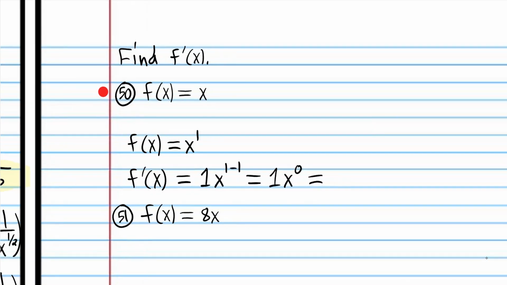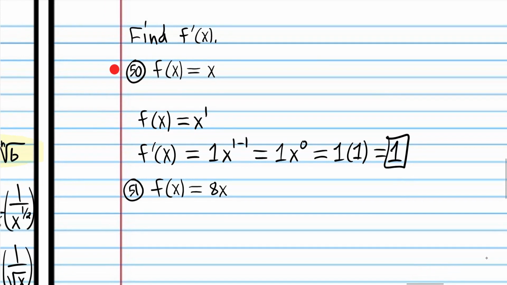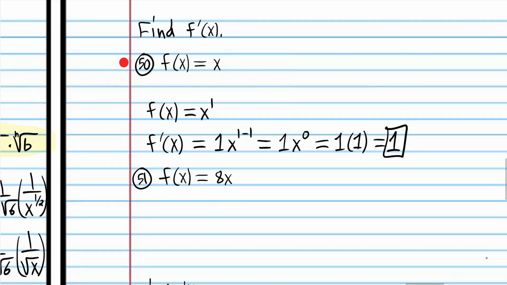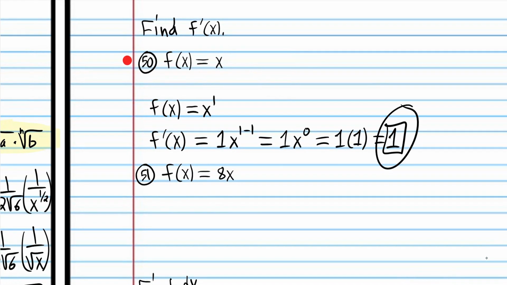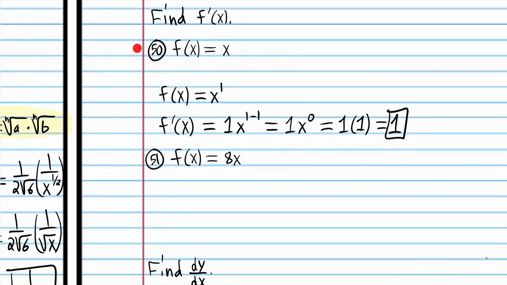And exponent rule number 7 tells us that anything raised to the 0 power is just 1, so we get 1. Long story short, the derivative of x is just 1. That's something you're going to have to memorize, or you can use this every time you want to find the derivative of x, but you're going to find the derivative of x so many times that it's just going to become like second nature. You're just going to know that it's equal to 1. So that was a special case.